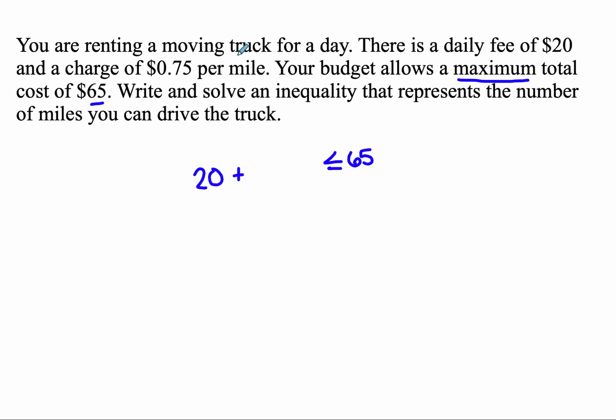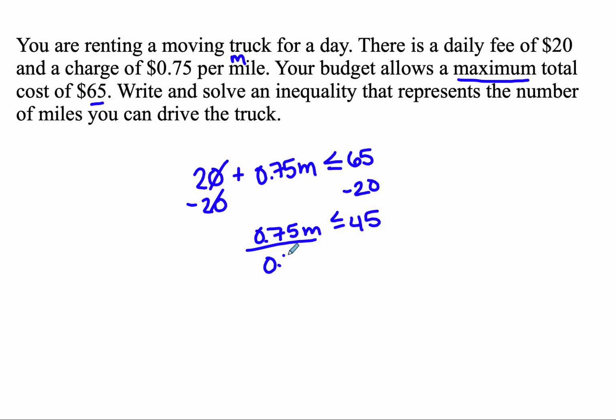And then 75 cents per mile, I want to know the number of miles. That's going to be my variable. I'm going to use M. So 0.75M. All right, now that I have my inequality, I know how to solve it. I'm going to start by subtracting my 25 from both sides. All right, so I have 75 hundredths times M is less than or equal to 40.